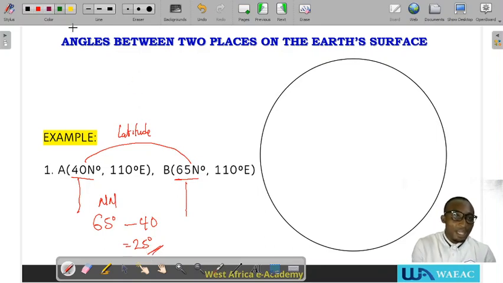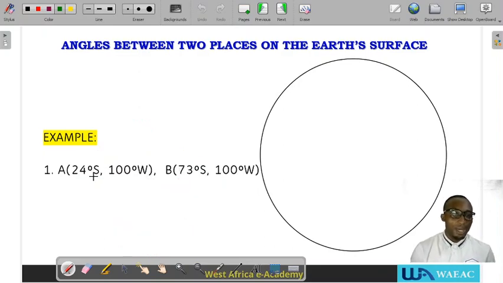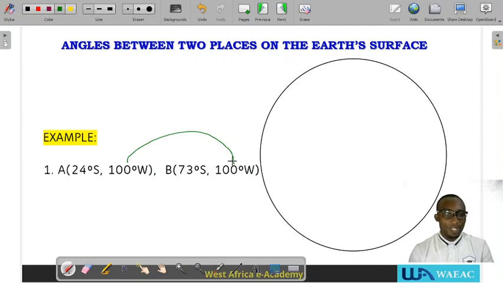There's no need to get any difference from this longitude because they are the same, but the latitude are different. So our angular difference is on latitude. So let's continue. This is 100 degree west and this is 100 degree west for both point A and point B. So definitely there is no need to calculate any angular difference because there is no difference. So the only way we have difference is our latitude.